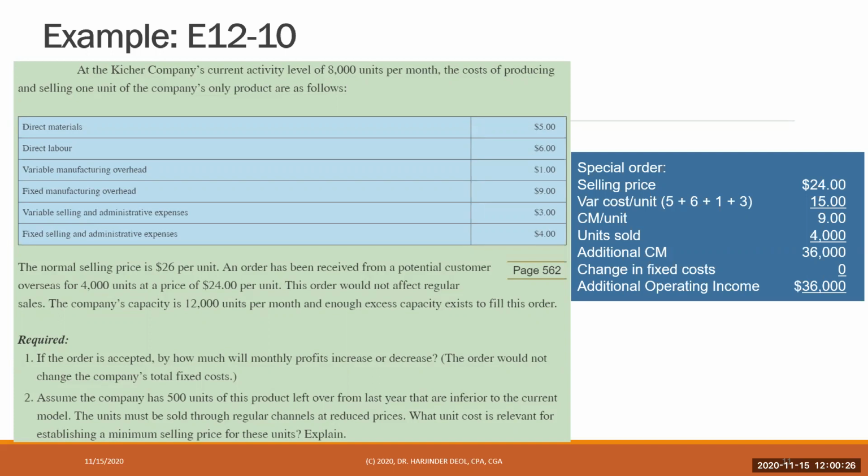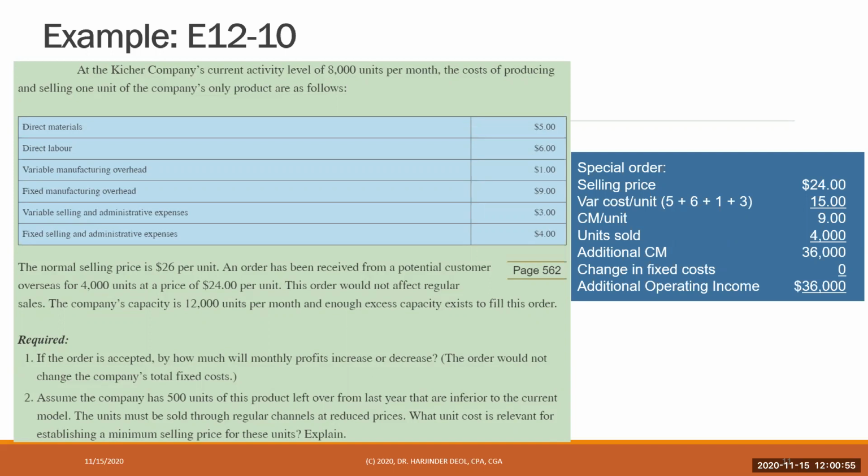Part two is a little different. It says, assume the company has 500 units of the product left over from last year that are inferior to the current model. These units must be sold through regular channels at reduced prices. What unit cost is relevant for establishing a minimum selling price for these units? Now, this would be an extreme example of how low can we go.